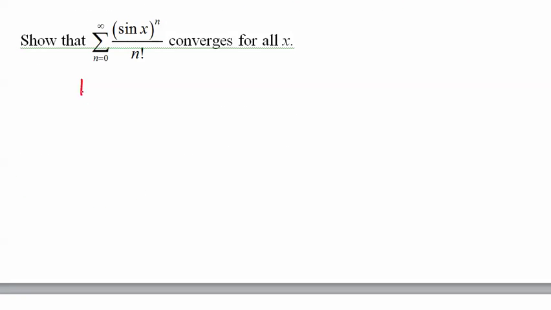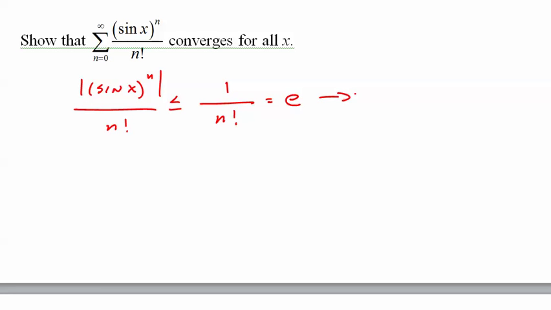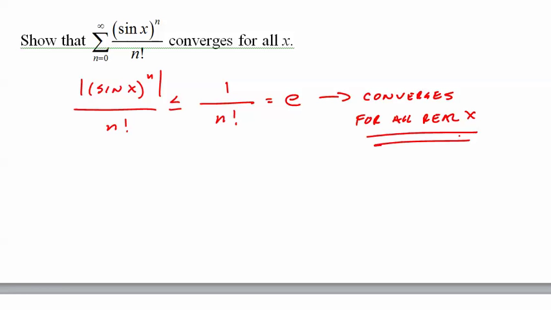But this one we say, well, I know that the absolute value of sine of x to the n over n factorial is less than or equal to 1 over n factorial, which again converges to e, so we can use that, and it converges absolutely.